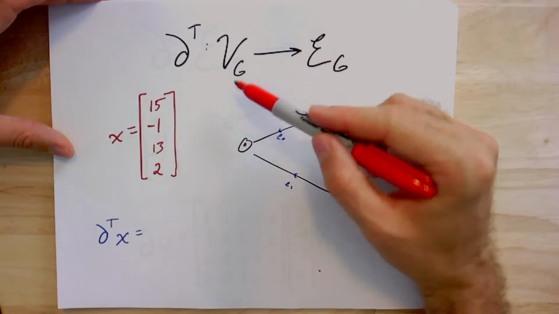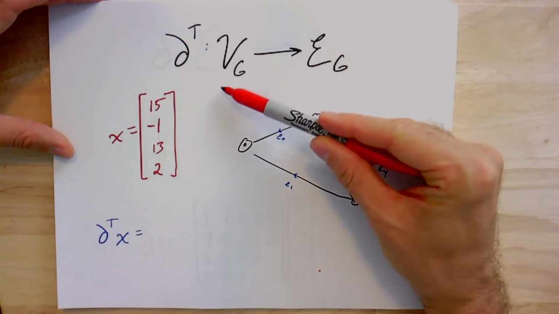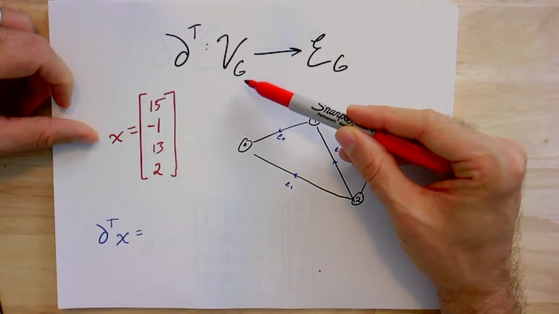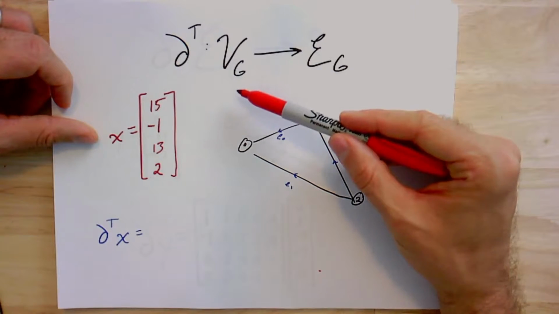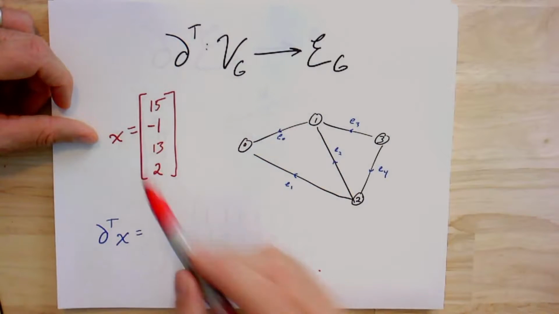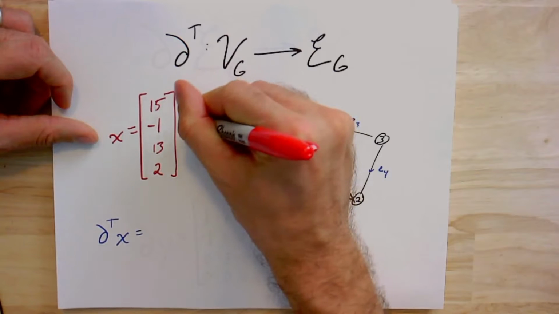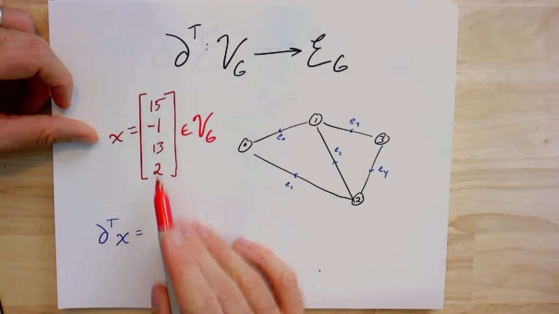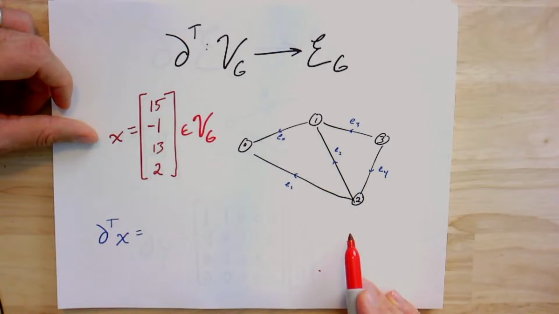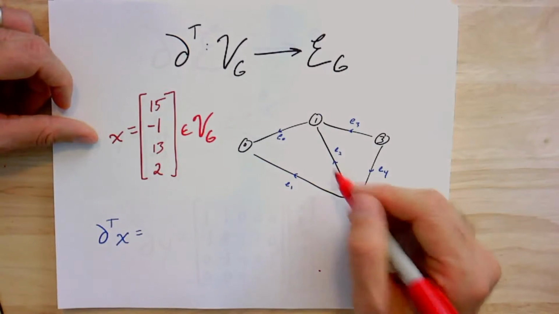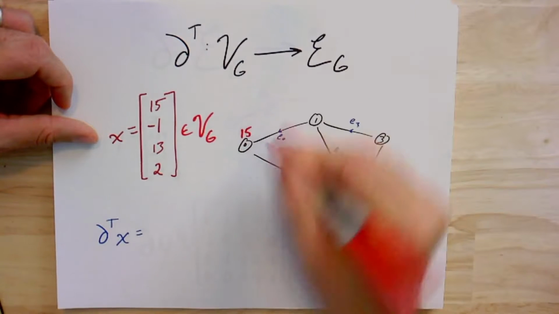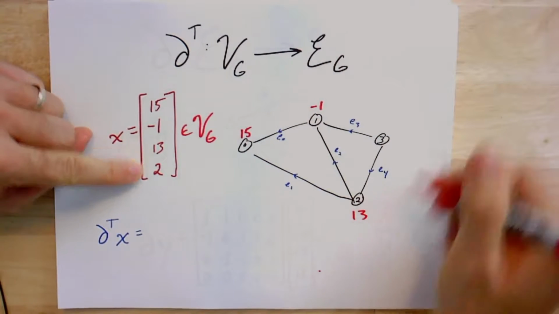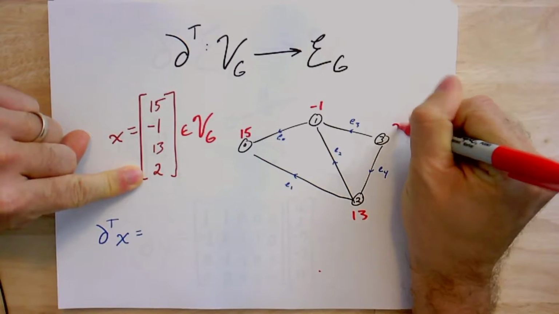Over the reals, as I said, we're going to think about vectors in the vertex space as assignments of a real number to every vertex. So here's vector x, and again, you should think of this x as being in VG, but like I said, this is also R4 because there are 4 vertices. So that means I put a 15 here, a -1 here, a 13 here, and a 2 here.